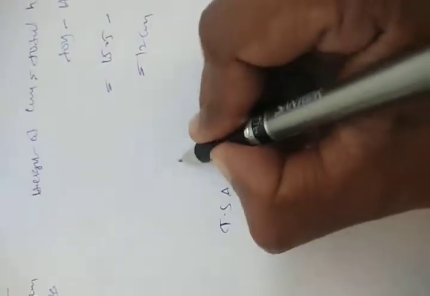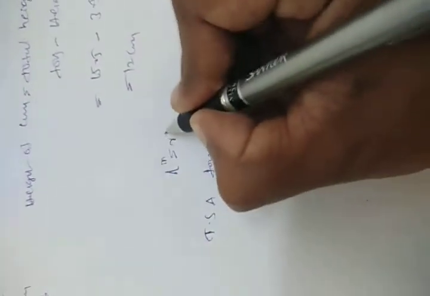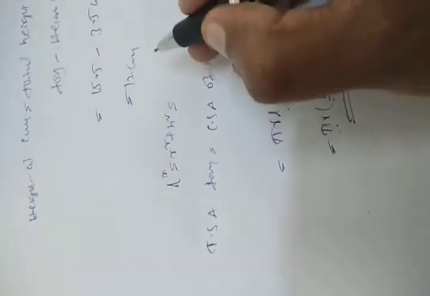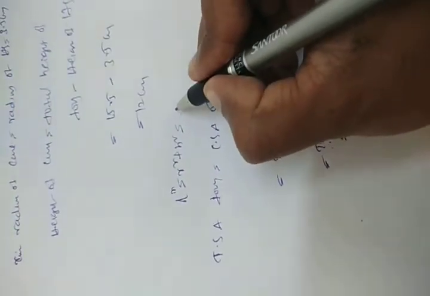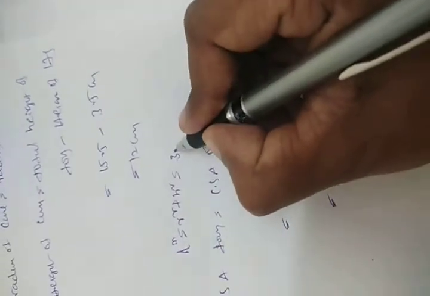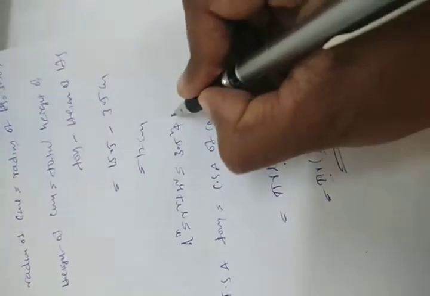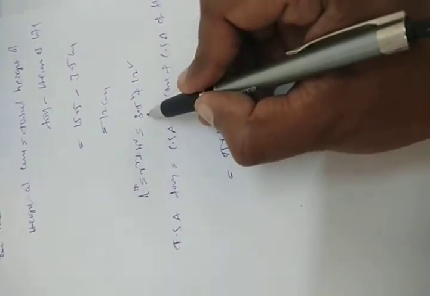What is the formula to calculate the slant height? l square is equal to r square plus h square. So l square, what is the r square value here? What is the radius square? Radius is 3.5 square. H square, height square is what? Height is 12 square. So l square is equal to 3.5 square plus 12 square. What do we have to do?